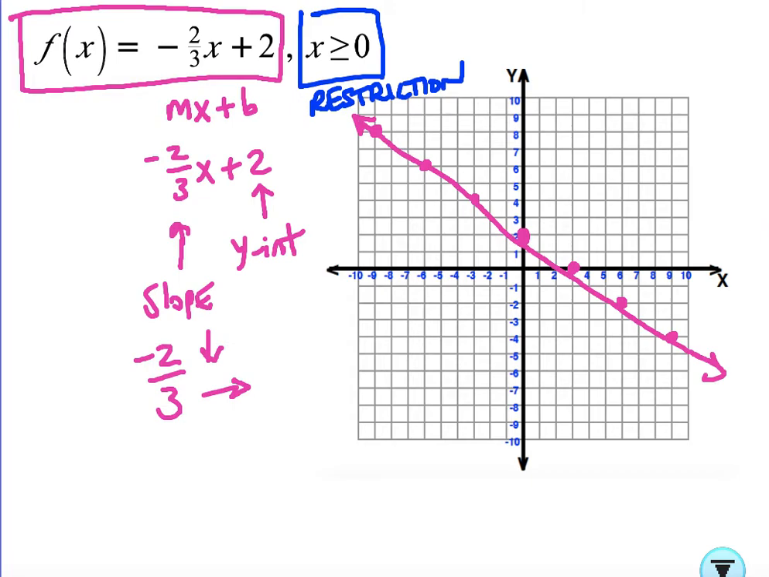All right, so there's our line. Now we're going to put in the restriction. So again, the restriction is a vertical line at 0. So here's 0 on the x-axis. So there's going to be this barrier right here. And since it's a greater than or equal to, I need to be greater than this blue line, which means we need to be to the right.